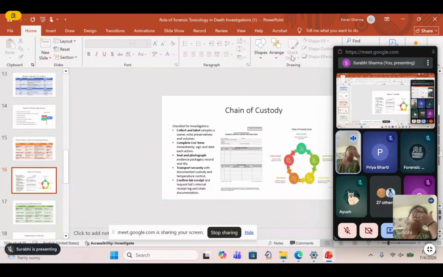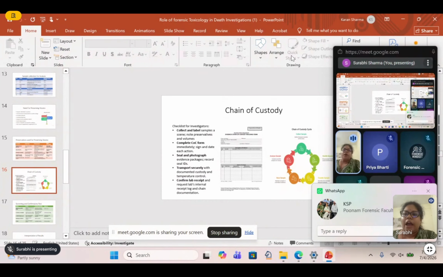This is the most important thing. When an IO goes to the lab for submitting the case, he has to give all the documents to the lab. Without that, the lab will not accept the case, and the IO needs to get the lab receipt, internal receipt, because if he does not get the receipt, that particular case might be mishandled, and then the whole blame will be on the IO who gave the case to the lab.